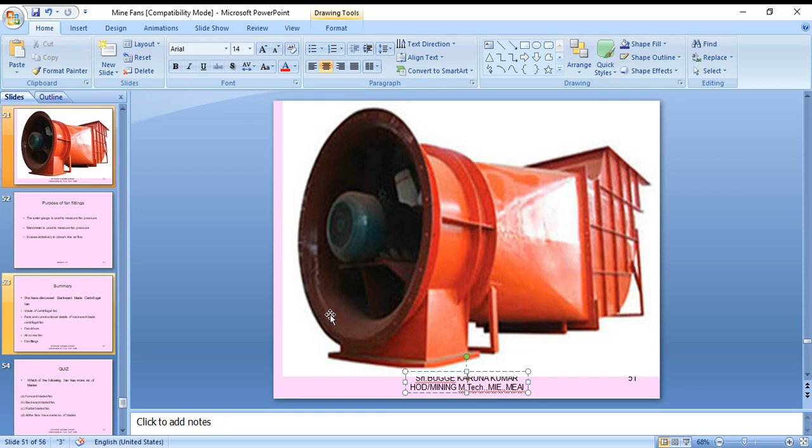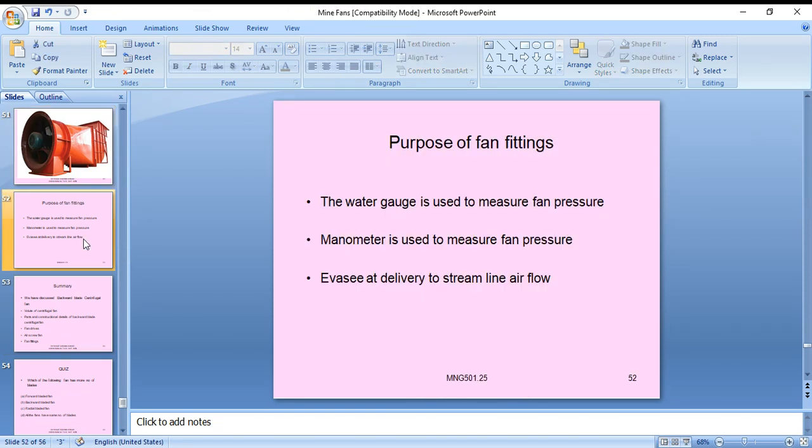Right? And now, the purpose of the water gauge and manometer: what are these fittings concerned with? The water gauge is used to measure the fan pressure. Manometer is used to measure fan pressure. The evasé delivers streamlined airflow. So these are the other fittings.